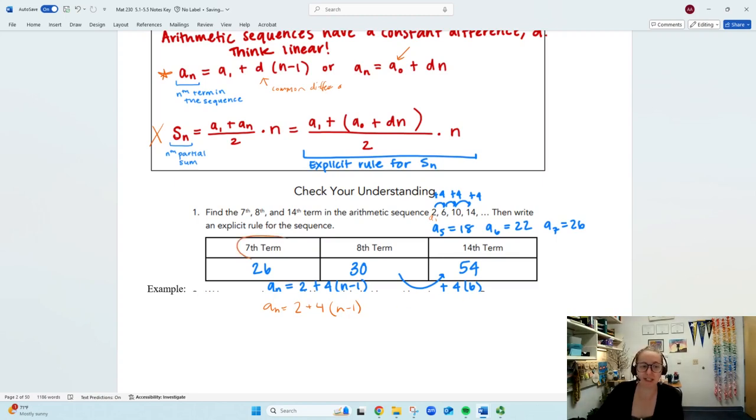So by the time I get to the 7th term, I'll only have added 4 6 times if I start at 2. And another way that I could have done that is I actually could have gone backwards and found my a sub 0, which would have been -2, and now I can just add 4 n many times, and you can see that these are actually equivalent to each other.